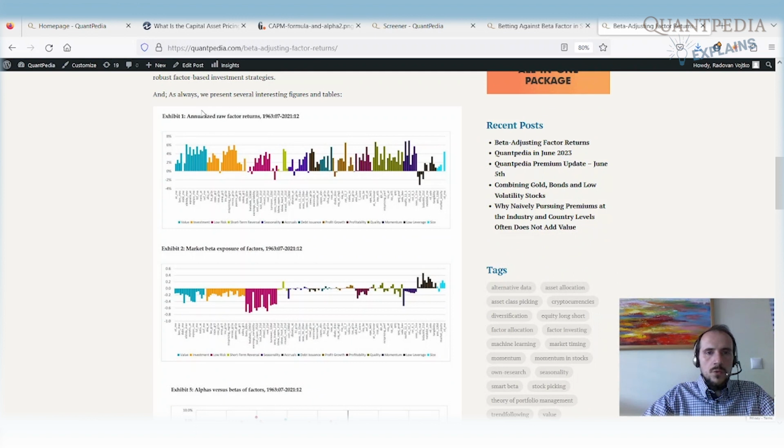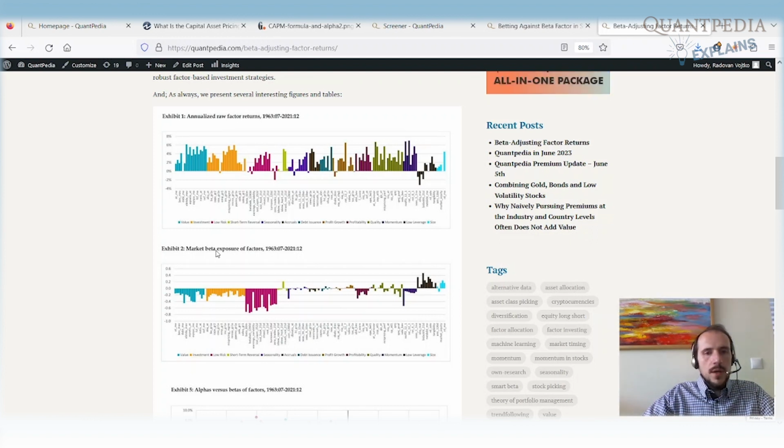Here we have annualized raw returns for the factors from 1963 until 2021 for so many anomalies from the whole sample. And in exhibit 2 we have the market beta exposure of the factors. So we will see that most of the factors have a negative beta exposure, and then it works exactly in the way as Blitz proposed. So during the bear markets the strategy gains a lot of money, but during the bull market the strategy is not performing so well.